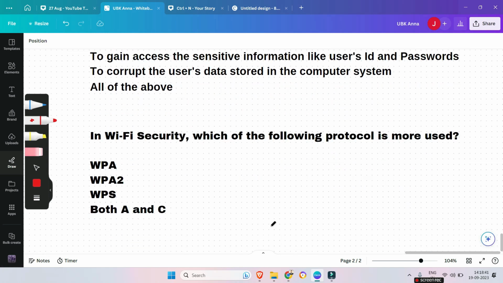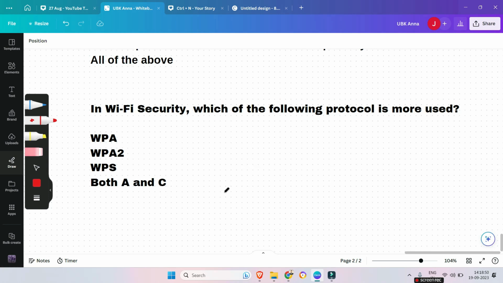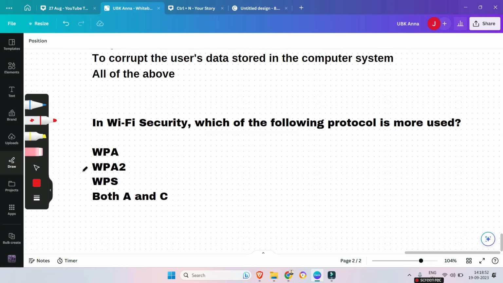Okay, the next question is, in Wi-Fi security, which of the following protocols is more used? WPA, WPA2, WPS, or both A and C? What will be the correct answer? Okay, without delay, I'm answering. The correct answer will be WPA2, right?